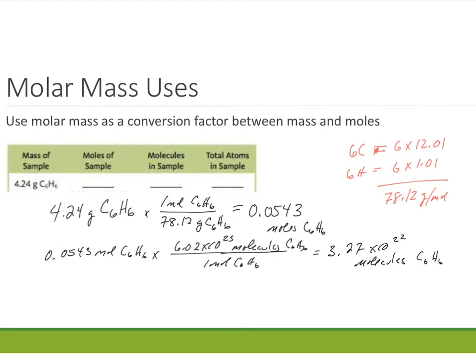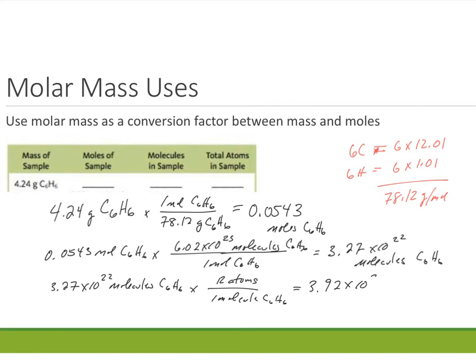If we want to carry it further into the total number of atoms, we would take the 3.27 times 10 to the 22nd molecules of C6H6, and how many atoms do we have per 1 molecule? There are 12 atoms, 6 carbon and 6 hydrogen, for every 1 molecule of C6H6. And that gives us 3.92 times 10 to the 23rd atoms.